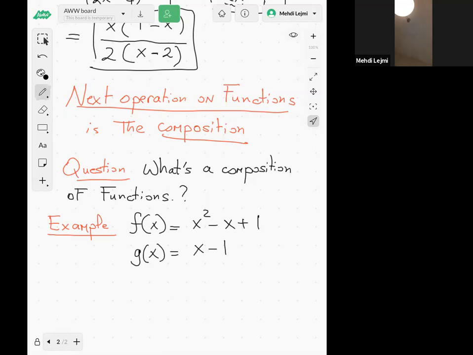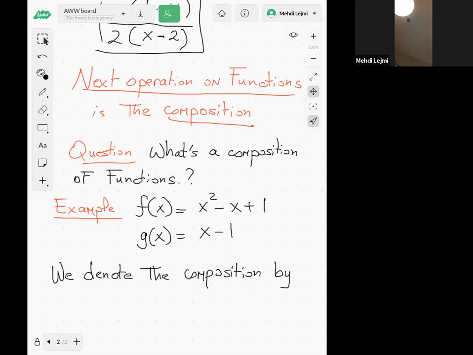So what I'm going to do now is compose the function f with the function g. So how does it work? First, I need to introduce some notation here. We denote the composition of functions by f.